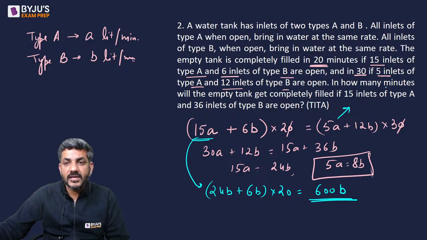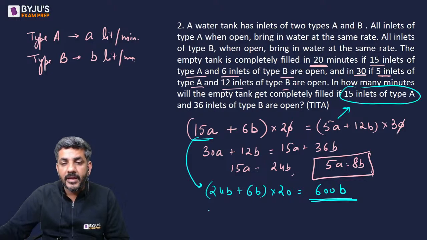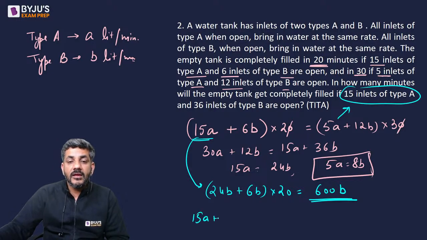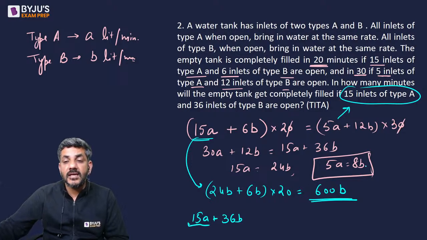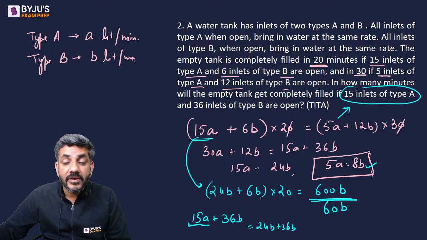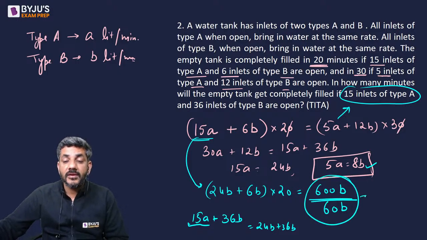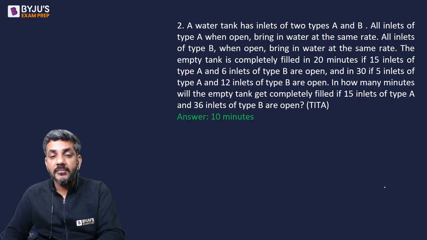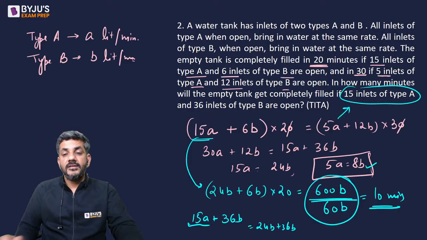And the question is asking in how many minutes will that empty tank be filled if 15 of type A and 36 of type B are working. Now 15A, according to this, will be 24B. So this is 24B plus 36B, which is 60B. So if you are filling 60B every minute, then to fill 600B it will take only 10 minutes. So yes, 10 minutes is the right answer for this second question.